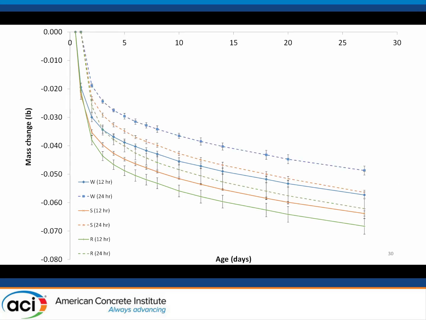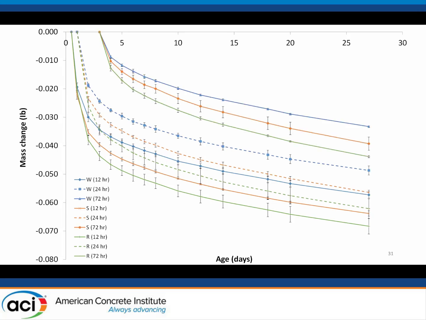Here's what it looks like at 24. Same trend, just moved up a little bit. Here's what it looks like at 72. Whoa. As it goes up, is that good or bad as far as curing goes? Good. That's good. You got it right. 72 hours, cured it longer. It's getting higher and higher and higher, and they follow the same trends.